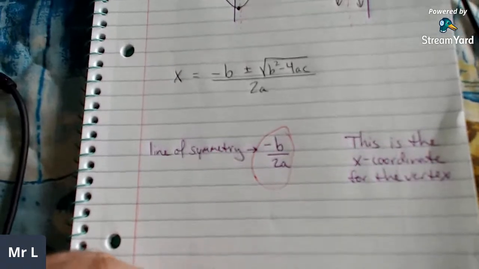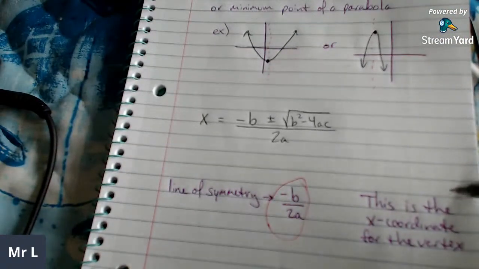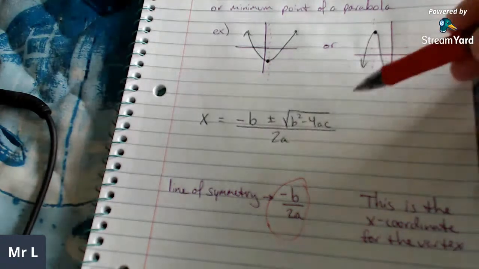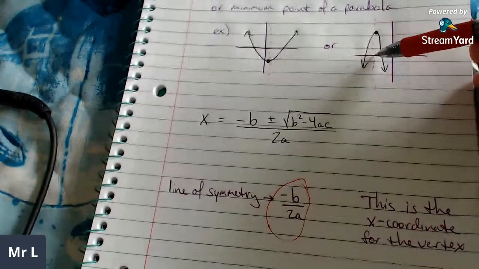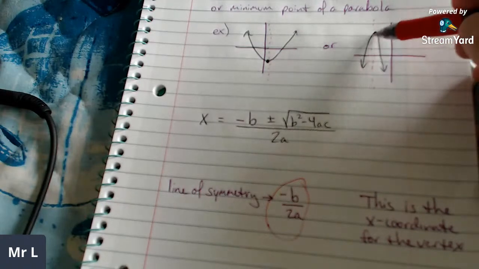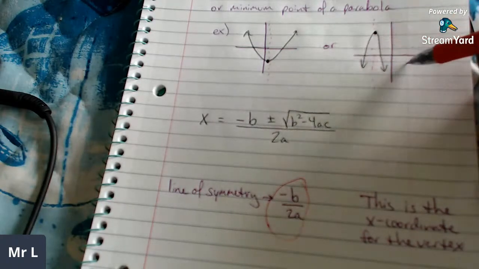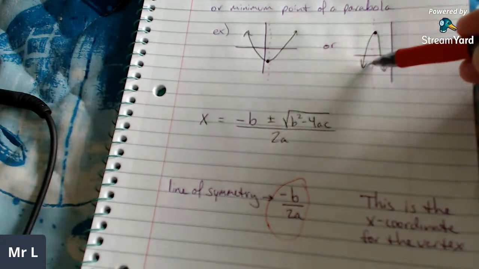This line of symmetry actually tells us the x-coordinate of the vertex. Because when we calculate this, it tells us where on the x-axis this parabola gets cut in half. Left or right, how far is the line of symmetry? Lines of symmetry for parabolas are always vertical lines.